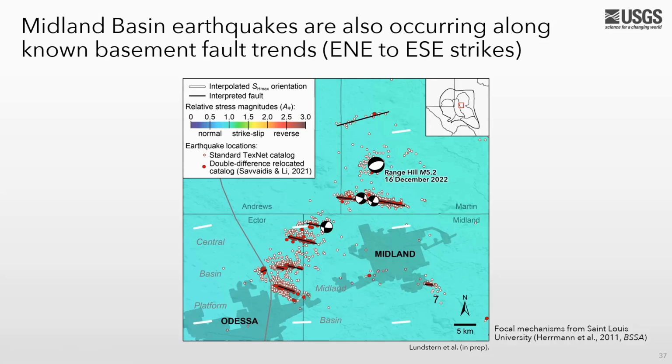But you can see that when they do the relocation, they form these very nice, clear lineaments. Those are aligned along east-southeast striking planes, probably quite steeply dipping, and then a few east-northeast striking planes as well. And the focal mechanisms sort of support that too.